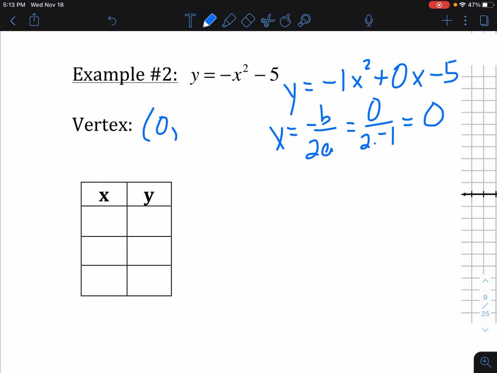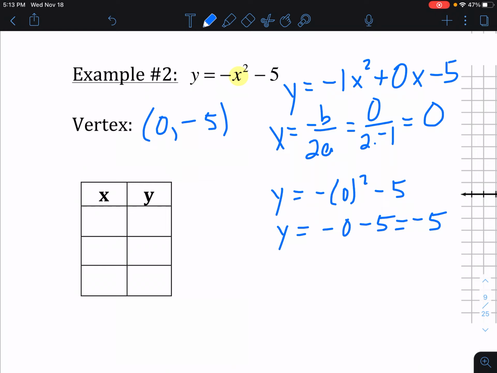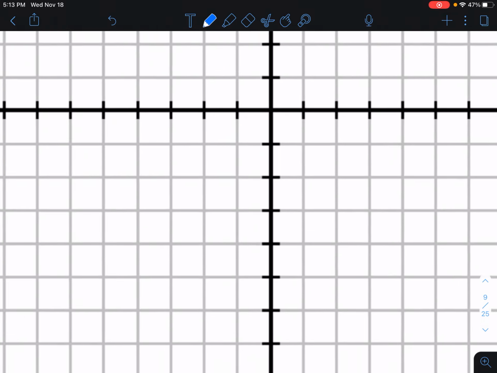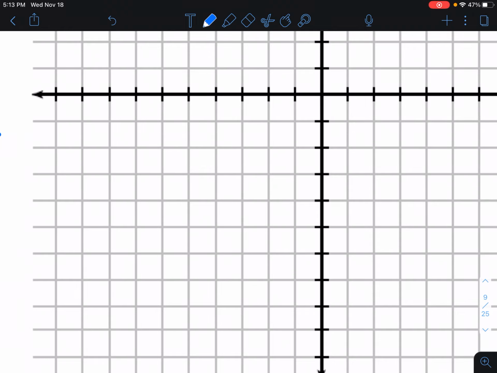Then we're going to take that 0 and plug it back in for x, back in the original equation. And then you can use a calculator, or you should be using the order of operations. So squared, subtract, and your y is negative 5. So there's your vertex. I'm going to plot that now. 0, negative 5.